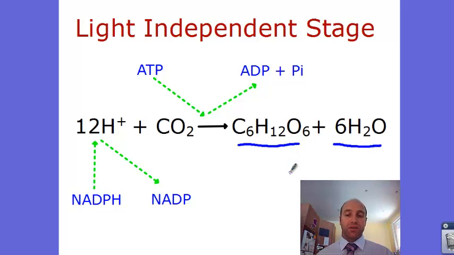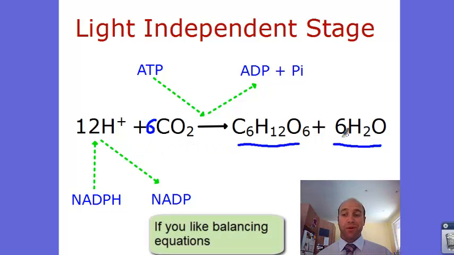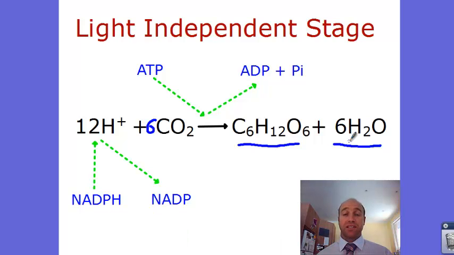And to have a look at where these water molecules come from, if we look at the 12 hydrogens that are coming in and the carbon dioxide molecules here, if we go to balance this equation, we're going to need 6 carbon molecules. And really, those of you who know a little bit of chemistry can balance and see that we're going to have some leftover molecules. So water is a product at this stage of the reaction in the light-independent stage.